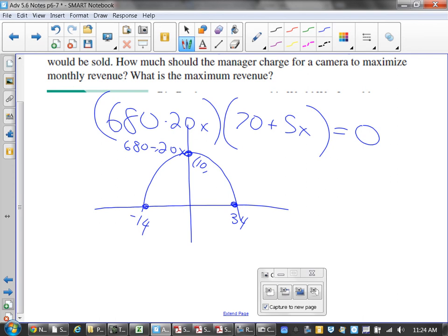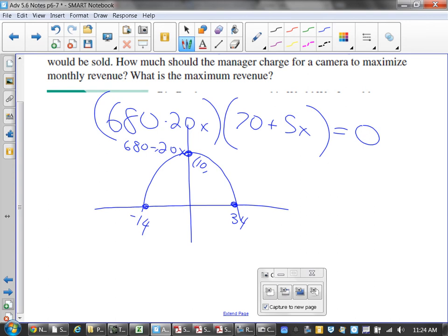I would sell 120 of them a month at $480 for a maximum profit or a maximum revenue of $57,000 and change. Now, I'm assuming that walking through this to find those zeros makes sense, doesn't it?